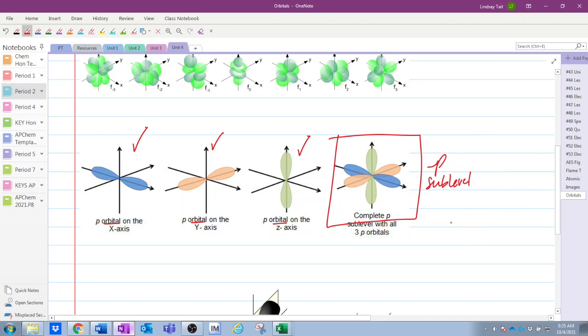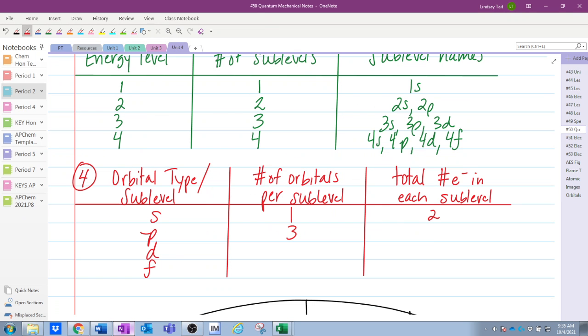So let's think about the electrons. How many electrons could go in a dumbbell? 2. So I can put 2 electrons here. I can put 2 electrons here, and I can put 2 electrons there. So then total, how many can go in this whole thing? 6. Now that doesn't mean I will have to have 6, but I could have 6. So anywhere between 1 and 6 electrons could go in the sublevel. So that's what we're going to get here, 6.